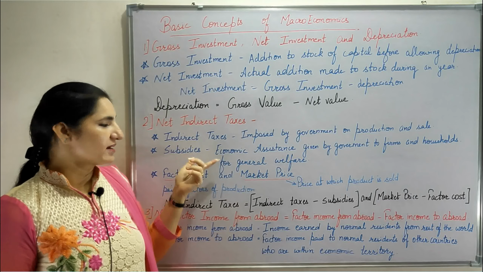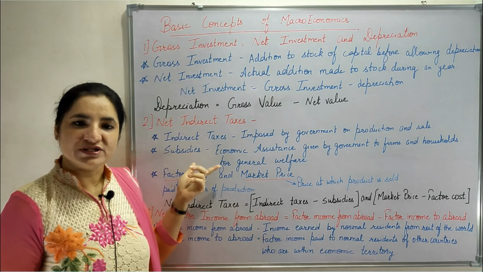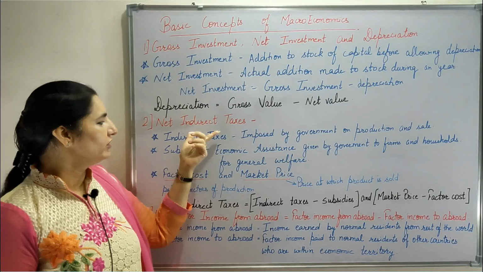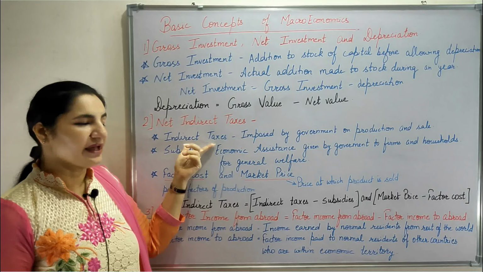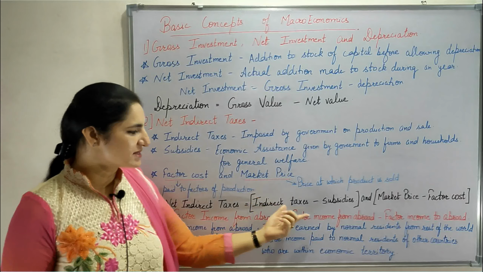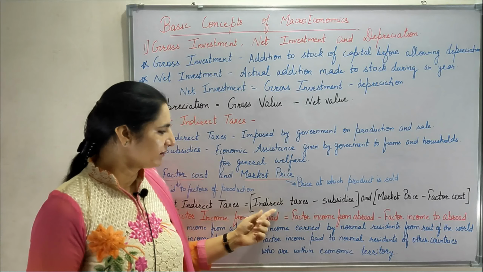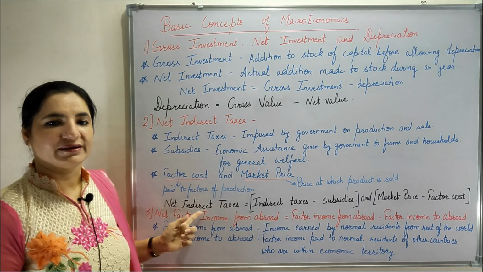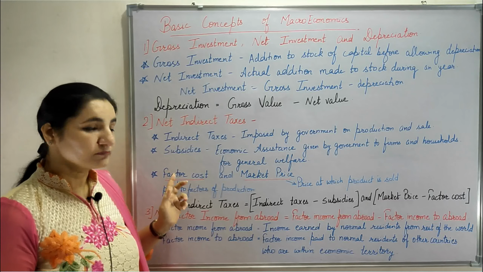So, as indirect taxes and subsidies are inverse of each other, to arrive at net indirect taxes, we need to deduct subsidies from indirect taxes. This I have explained here. Indirect taxes minus subsidies is equal to net indirect taxes.